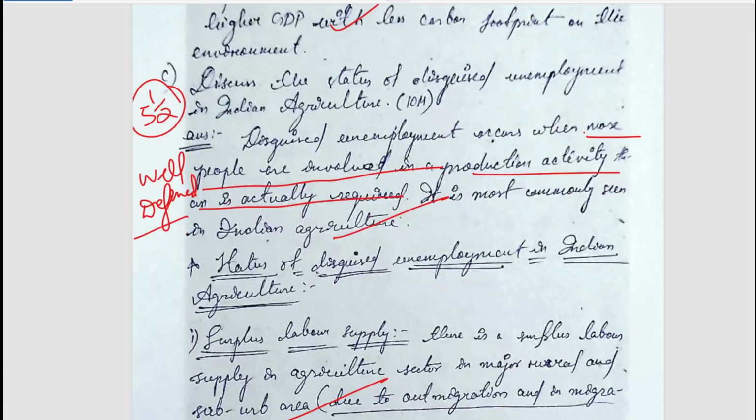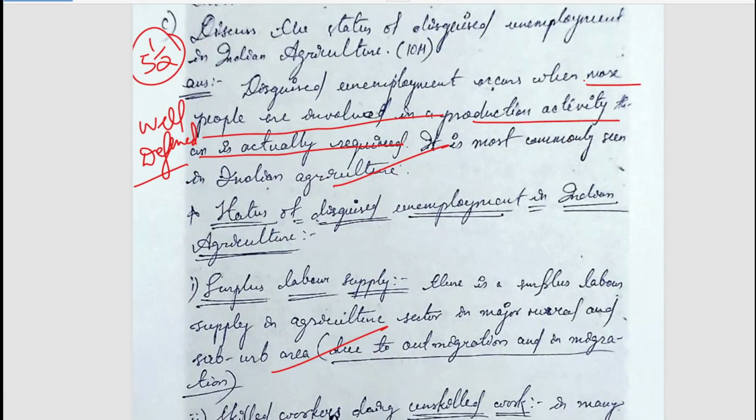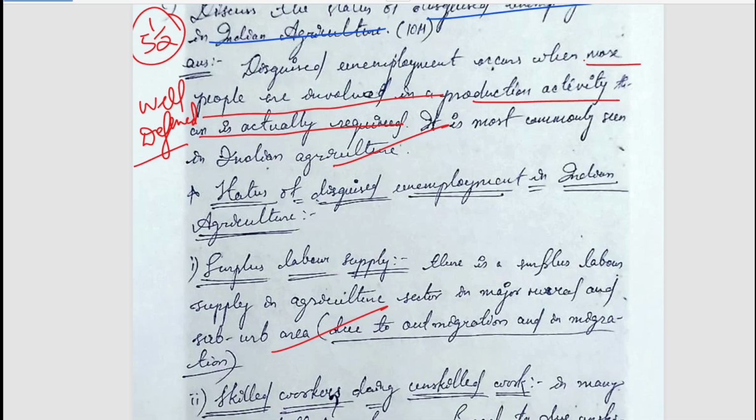Now let's move to the next question. The next question is, discuss the status of disguised unemployment in Indian agriculture. So what is disguised unemployment? Where more people are engaged in a production activity than is actually required.